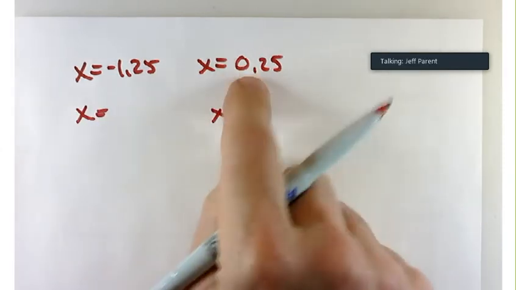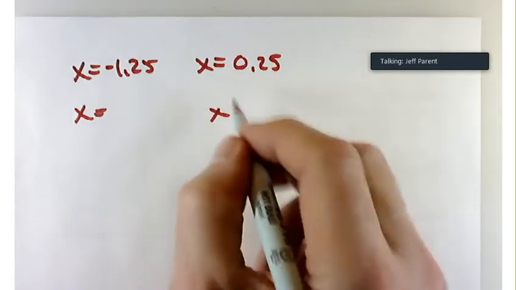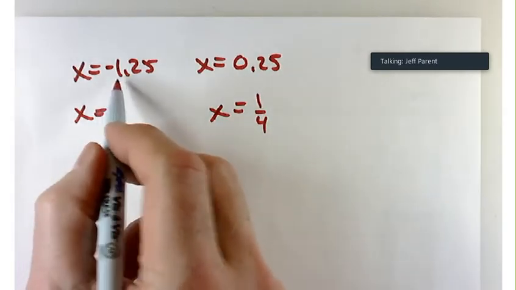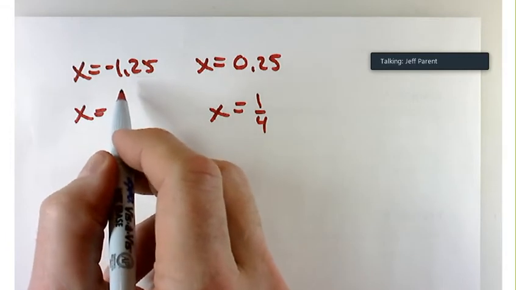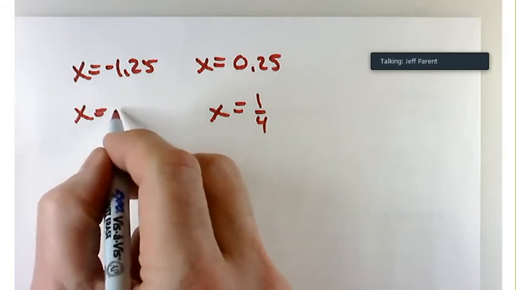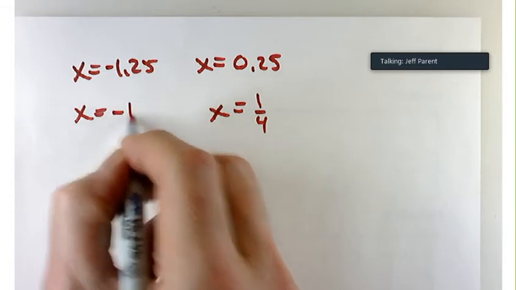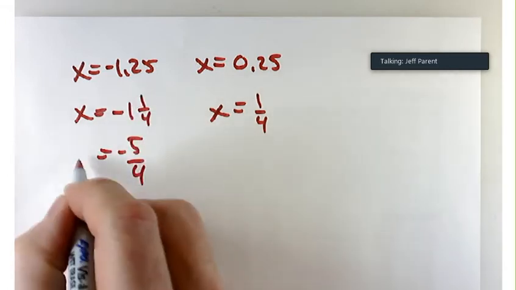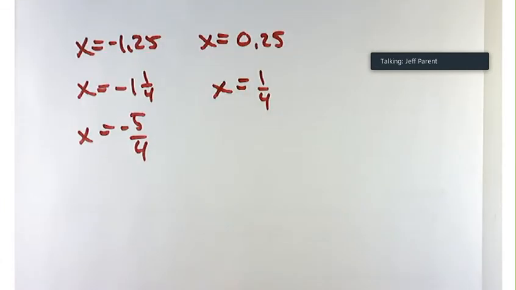We'll start with the easy one. What's 0.25 as a fraction? 1/4. What's negative 1.25 as a fraction? Negative 5/4. Nice. I was expecting people to go to negative 1 1/4 and then turn it to negative 5/4, but you hit it right away. Excellent.